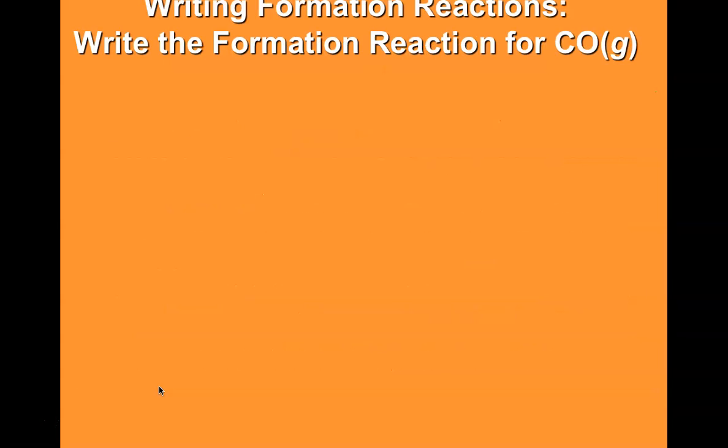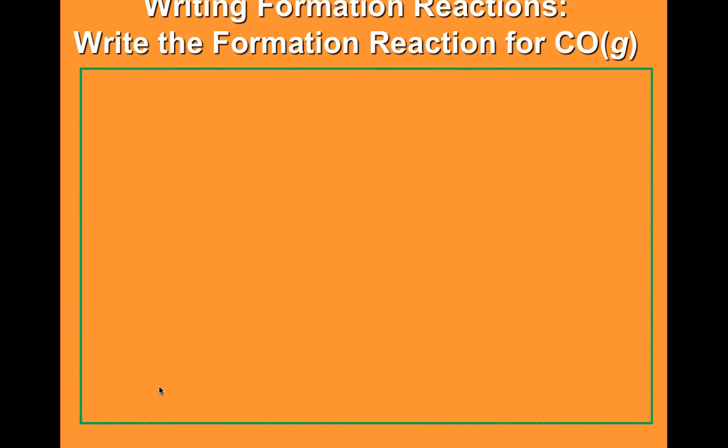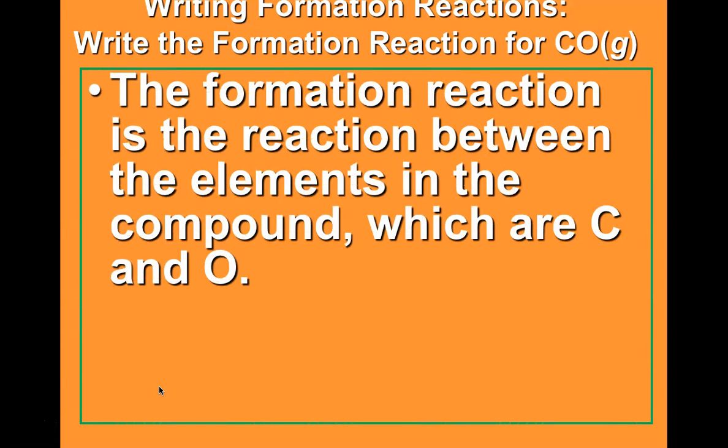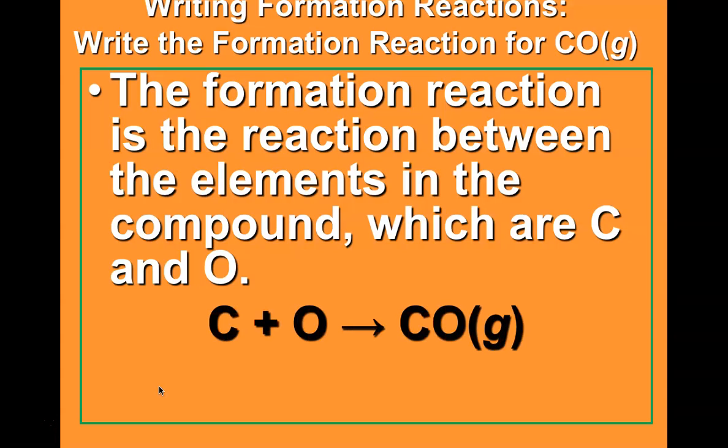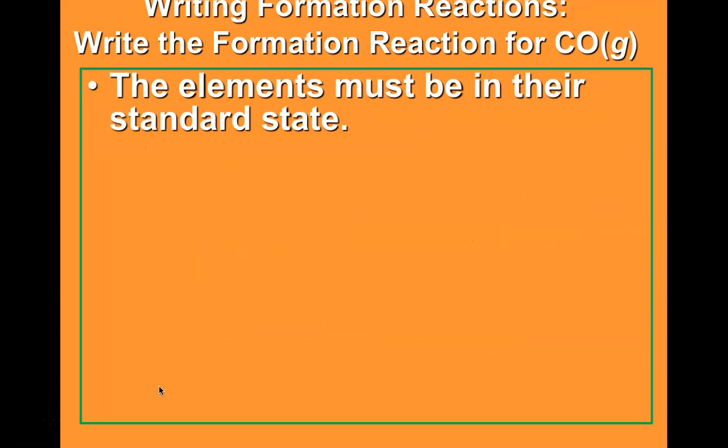Writing formation reactions. So we'll start with the formation of carbon monoxide. The formation reaction is a reaction between elements in the compound. So we know it's carbon monoxide, so we know we need carbon and oxygen. So there's your carbon and oxygen gives you carbon dioxide gas. Pretty straightforward. The elements must be in their standard state, so how they are formed naturally on the planet.